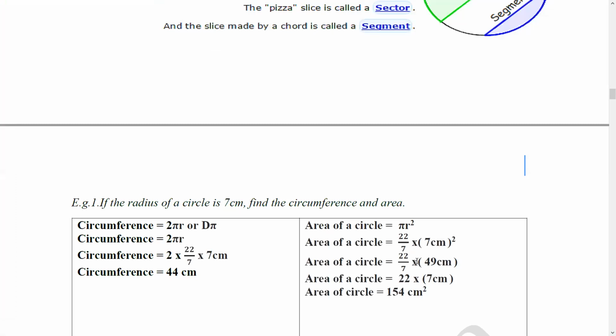So 22/7 multiplied by pi, this is pi, multiplied by r, which is 7, and of course squared. So 7 squared is 49. So 22/7 multiplied by 49. Of course, 7 into 7, 1, 7 into 49 is 7. You could use a calculator to skip this whole step, but I'm doing it step by step for people who may not be able to see it. So 22/7 will give us 154.